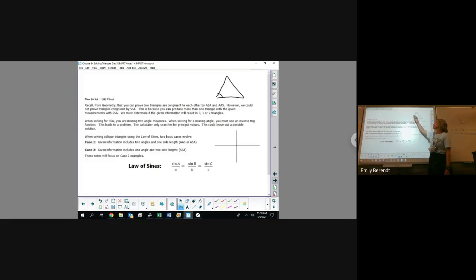All right, so recall from geometry that you can prove 2 triangles congruent by angle, side, angle, and angle, angle, side, but you could not prove it using ASS. Most of your teachers would just say, hey, it's a bad word, can't use it. But the reason why is because it really can produce no triangles whatsoever, just 1 triangle or 2 triangles. That's because if you have ASS given to you in a triangle, you've got an angle and its opposite side, so you can use the law of sines.